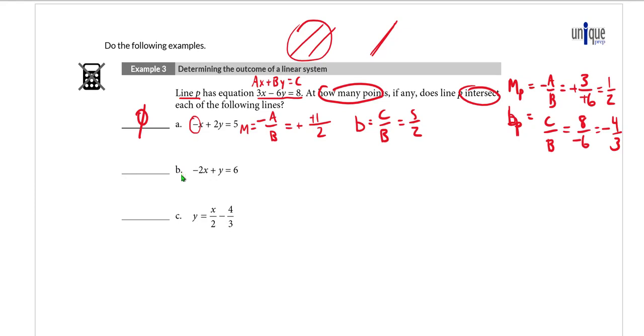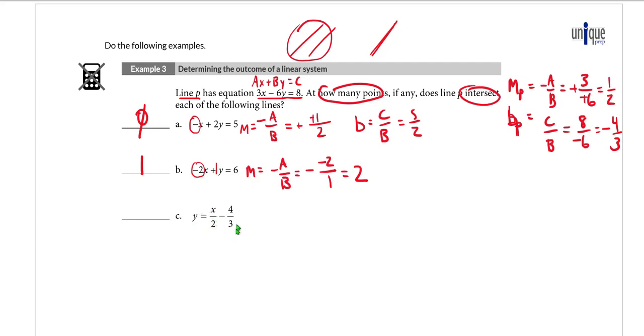Next, in example 3b, again, I'm going to determine my slope. And in this case, my a is negative 2 and my b is positive 1. So my slope is 2. I don't need to go any farther. I know that the slopes are different. This is 2. This is 1/2. When the slopes are different, we are definitely going to have one point of intersection or one solution.